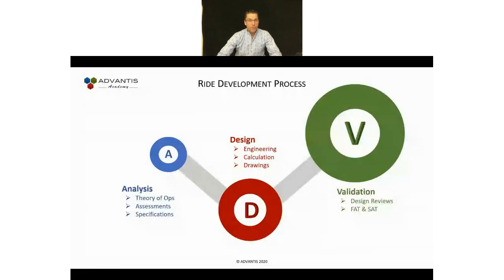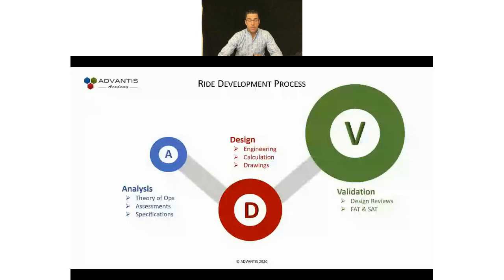They jump right into the design. Let's get the drawings out there. Let's do some coding. I don't know what to code, but let's just code. And then, you know what? Let's just ship it to the site, bolt it together, and test the heck out of it. Once we validate until we feel satisfied, and I'm sure it's going to be safe. So that's how historically a lot of ride development took place.